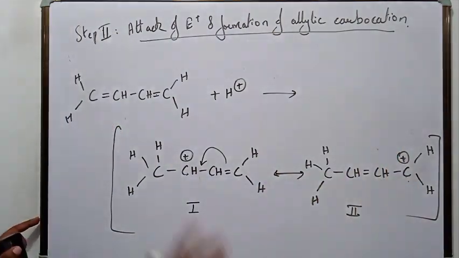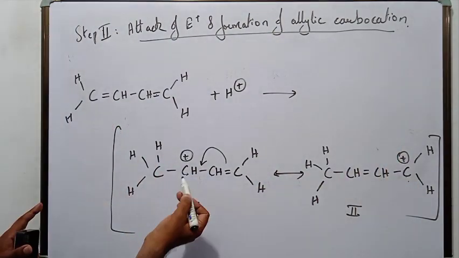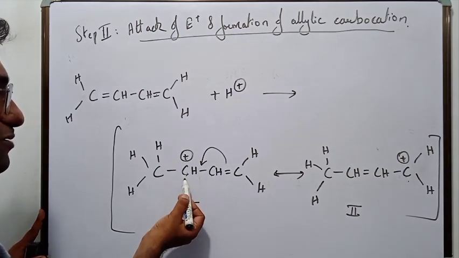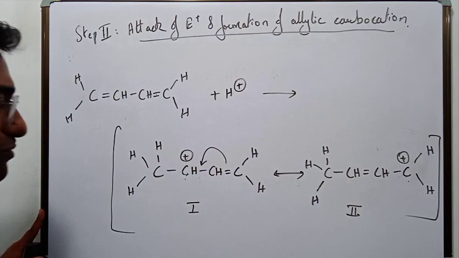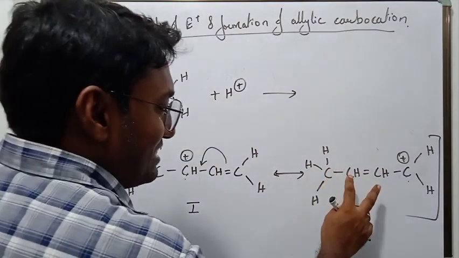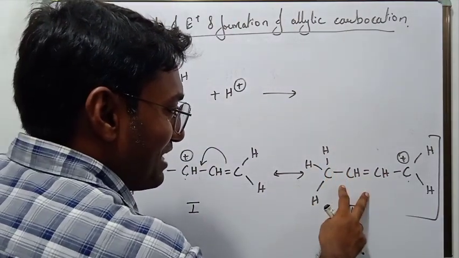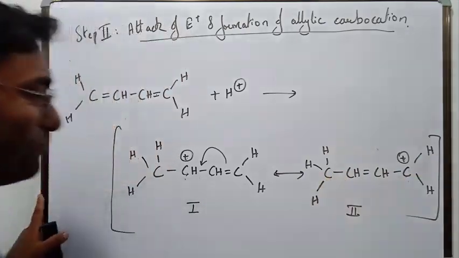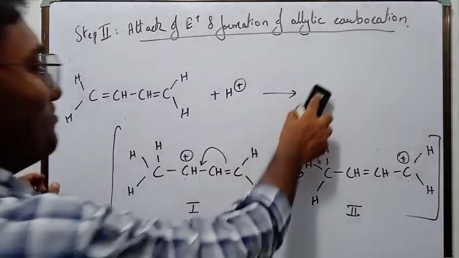Now if Br minus attacks, it can attack at this carbon. If it attacks at this carbon, what will be formed? 1,2 adduct will be formed. If Br minus attacks in this structure of the carbocation, then what will be formed? 1,4 addition product will be formed. Right? We will make it form.